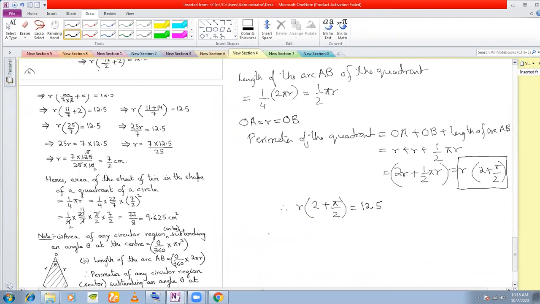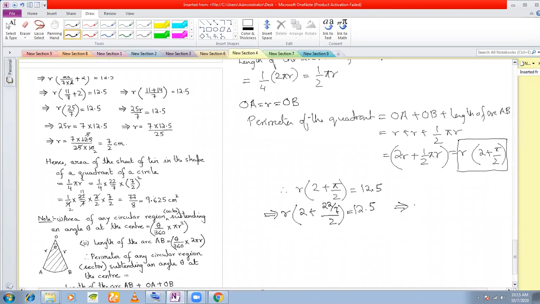So from this we can find out the value of r, and now we put pi is equal to 22 by 7. Now you can solve this simple linear equation to get the value of r. So you get r into 2 plus 22 by 7 into 2 is equal to 12.5. This will cancel here. You get r into 2 plus 11 by 7 is equal to 12.5.